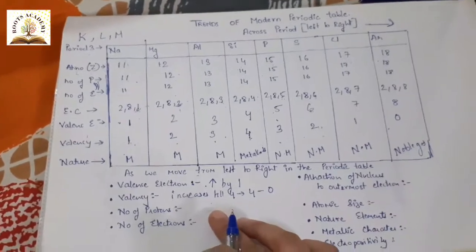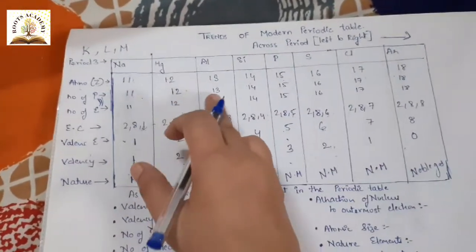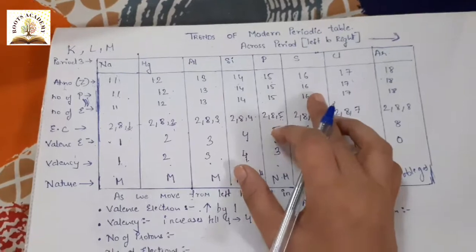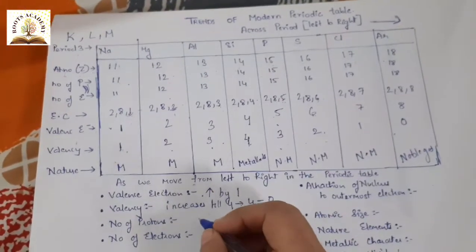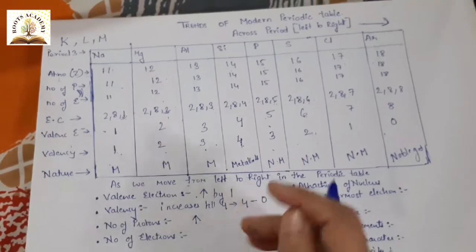Number of protons, now see the number of protons, it is also increasing by 1 digit. So when you move from left to right, the number of protons also increases.